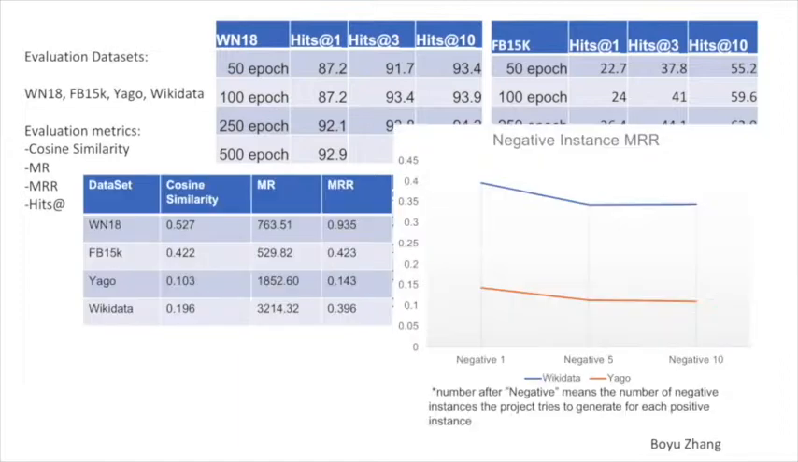I also compare the effects brought by the number of negative instances. Surprisingly, more negative instances cannot bring better performance. The best performance comes when the ratio between the positive and negative instances is 1.